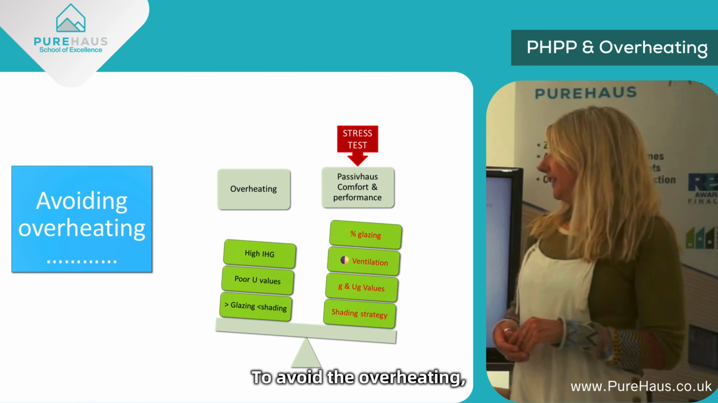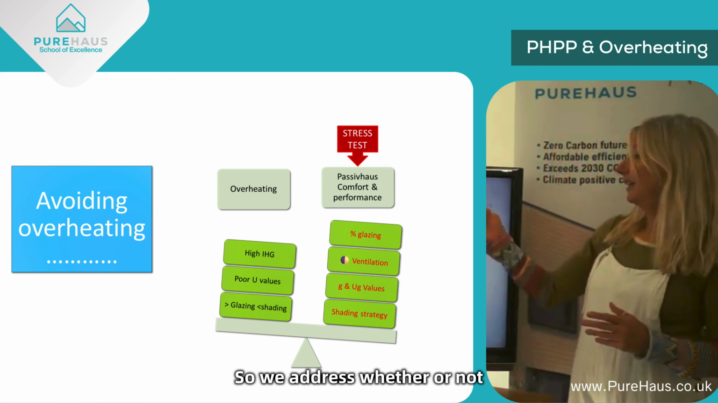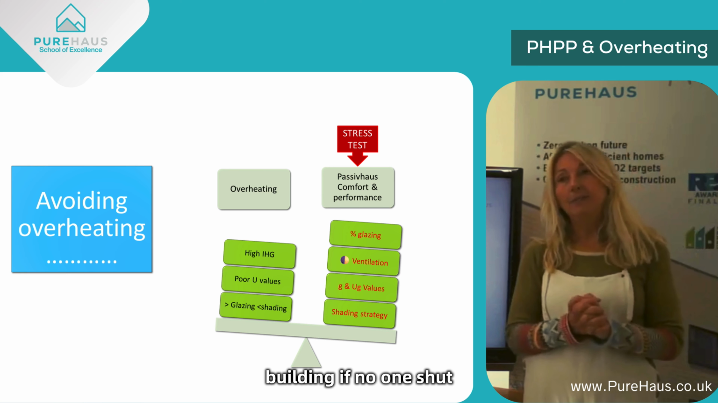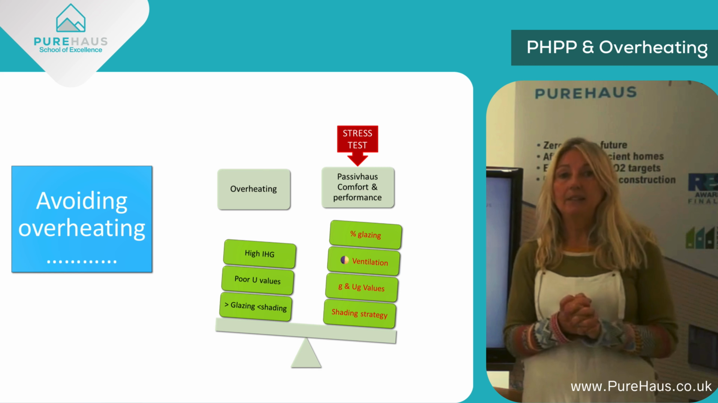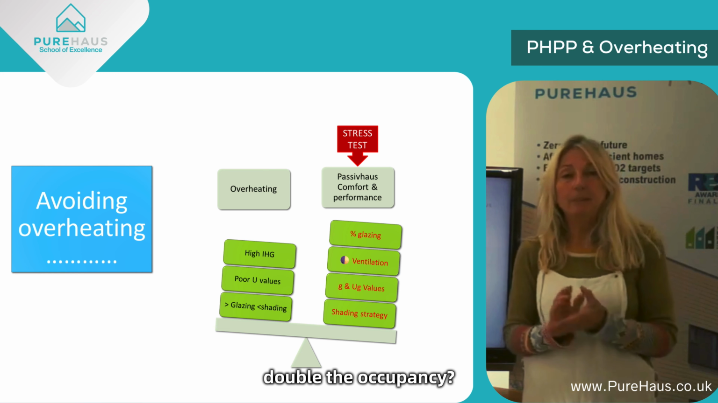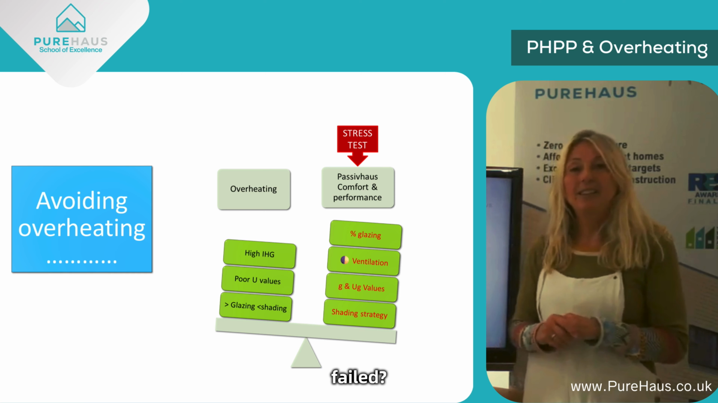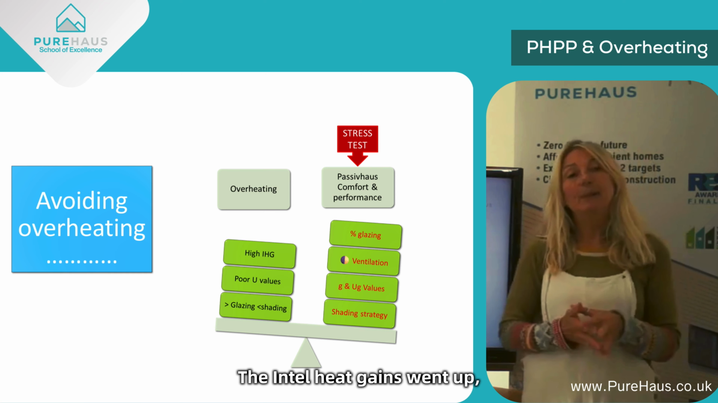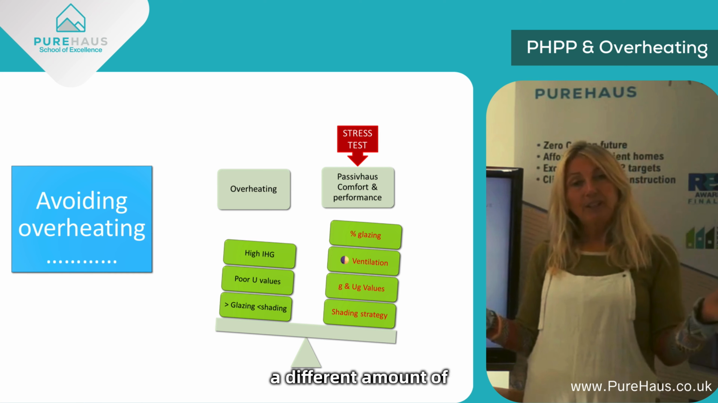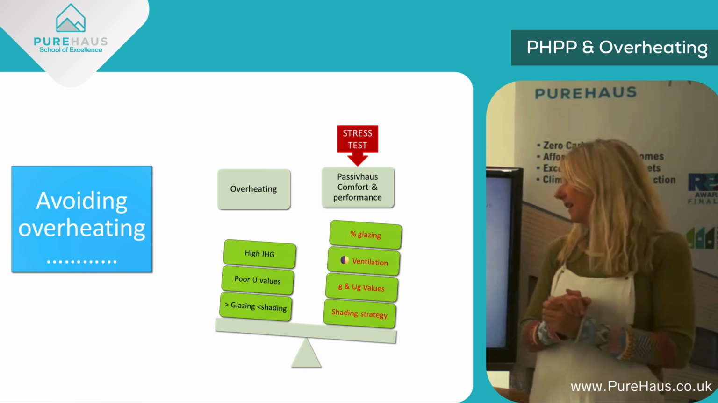To avoid the overheating, in principle, we talk about stress testing. So we address what would happen to the building if no one shut the blinds? What would happen to the building if suddenly it was double the occupancy? What would happen to the building if any other aspect failed? The internal heat gains went up, so perhaps the use of the building changed and it was a different amount of appliances or systems within the building.